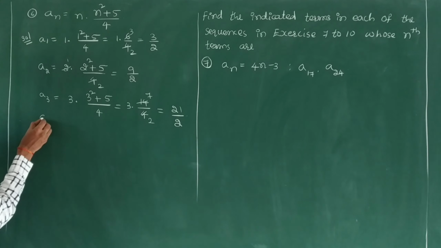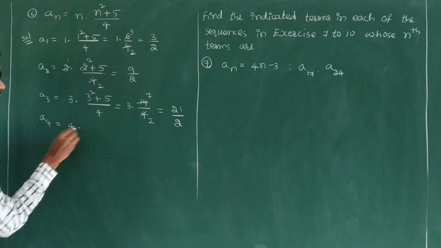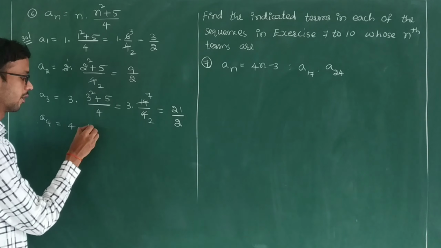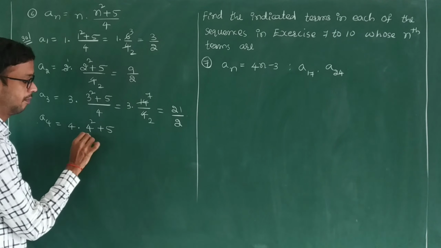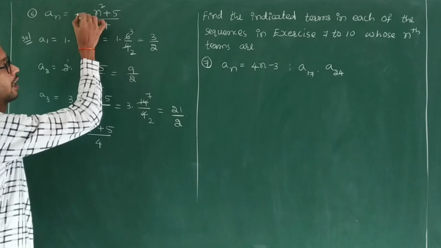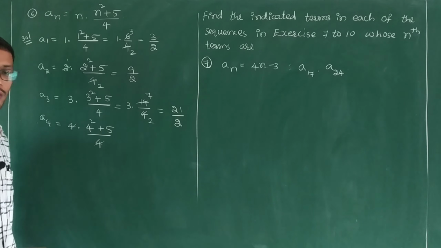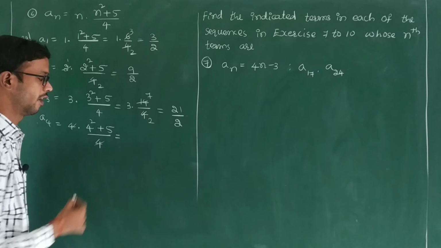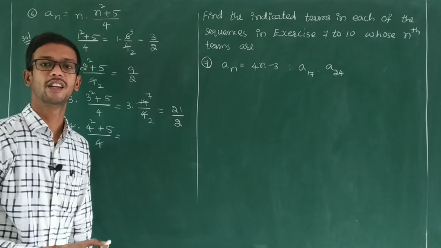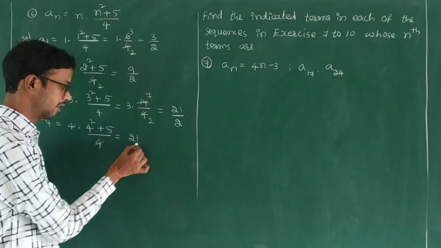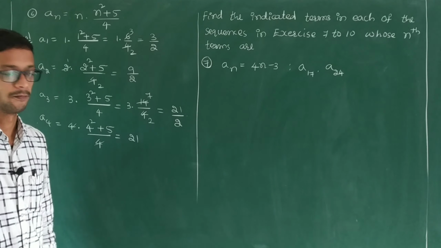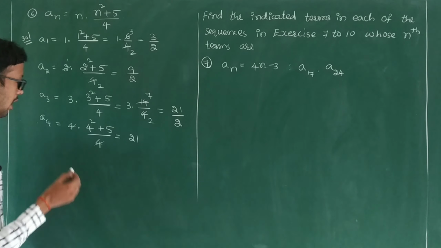Next, a4. 4 into 4 square plus 5 by 4. Just substitute n equals 4. Here clearly the 4s get cancelled. 4 square is 16, 16 plus 5 is 21. There is nothing in the denominator. Next, a5.